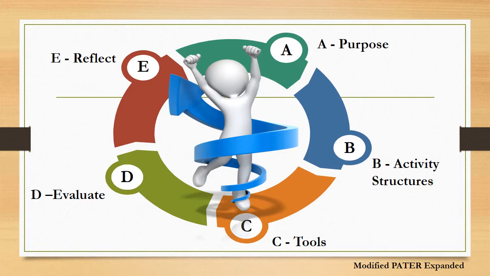When using each of the 5 components of the PATER model together as part of a continuous improvement planning cycle, we are not just merely justifying the use of technology in our lessons, but we are examining it and reimagining it for the purposes we've set. This endless cycle of planning, implementation, and reflection is where the strength lies in the PATER model.